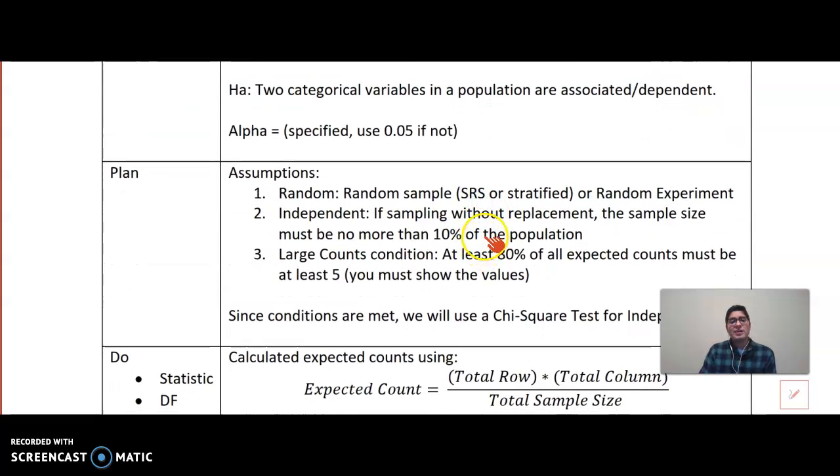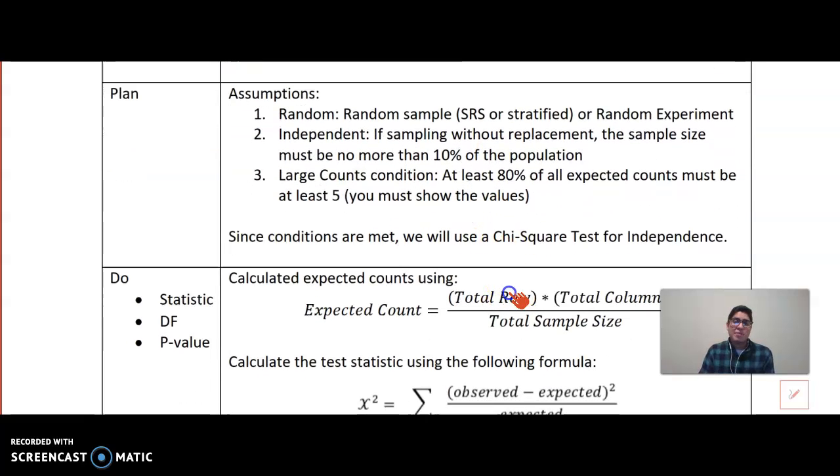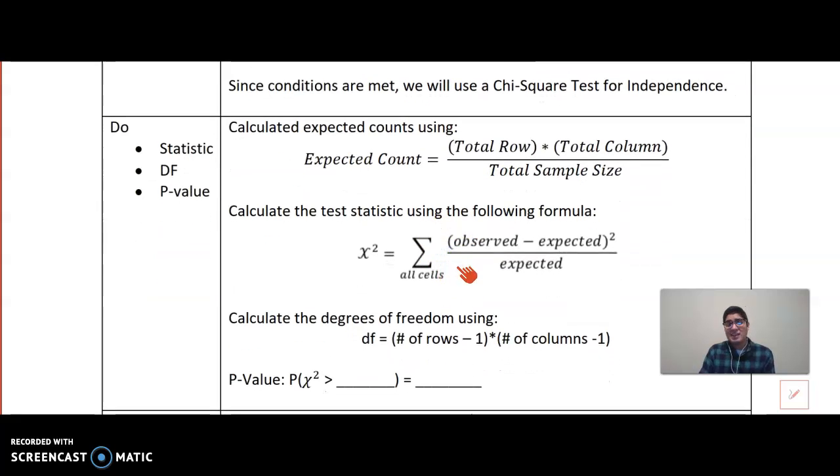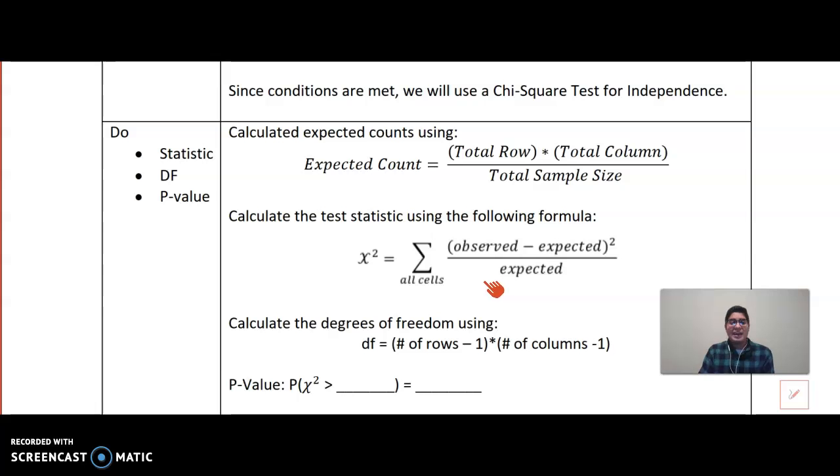Our conditions have not changed. We need random samples, independent samples, and our large counts condition, which means that each of our expected counts is at least 5 so that we can conduct a valid chi-square procedure here. And if these conditions are met, we'll use a chi-square test for independence. And notice the mechanics are identical to that of homogeneity. And they relatively say the same thing, but again, just that technical two populations versus one population versus one variable versus two variables. So again, the expectation we can find using this handy-dandy formula.